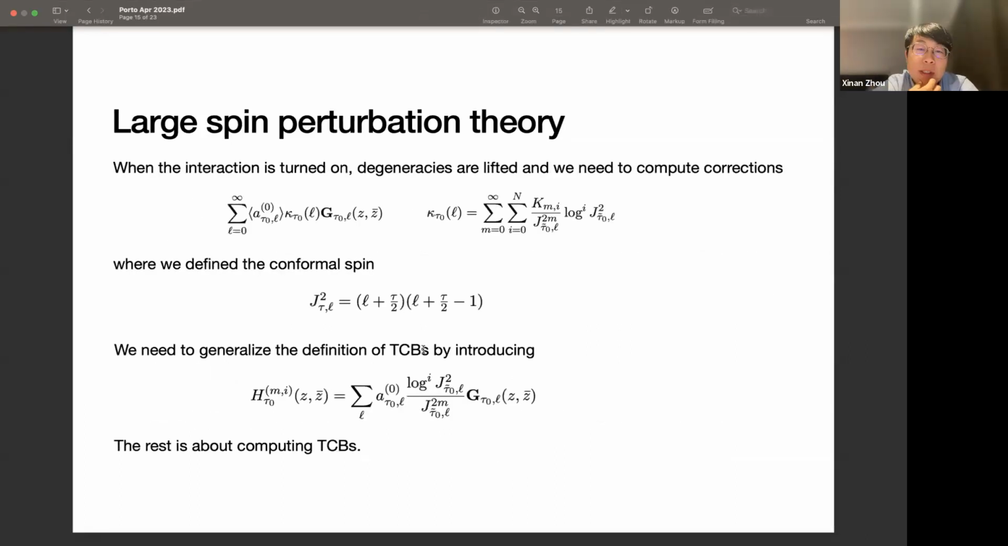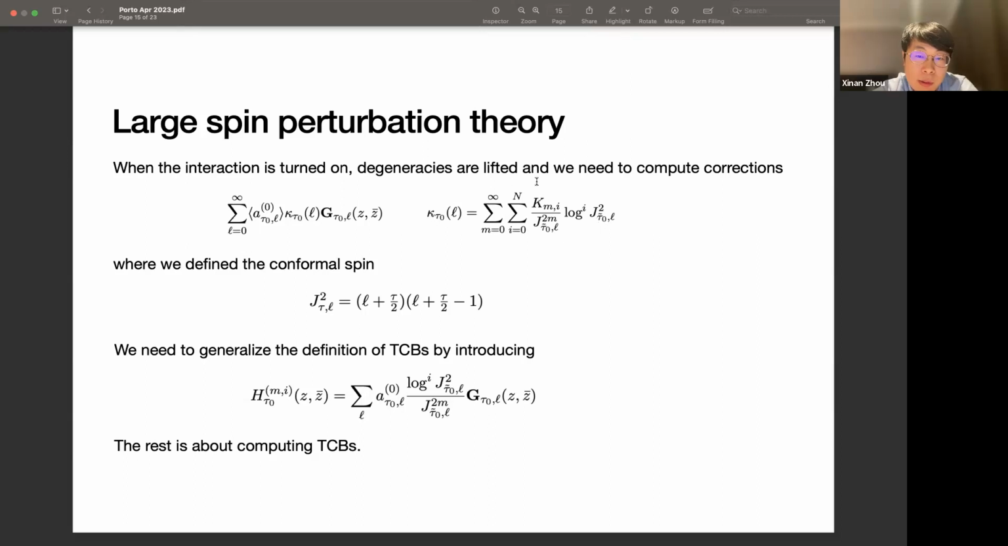But when we turn on the interaction, the degeneracies in the conformal twist are going to be lifted. And we need to compute corrections, which have the following form. We need to insert some function of l, this kappa, and this kappa can be expanded with respect to large spins in the following way. Here, the expansion is most natural in terms of some object called the conformal spin, this capital J here, and it's defined as follows. This expansion contains only negative even powers of the conformal spin, as well as some powers of log of this conformal spin.